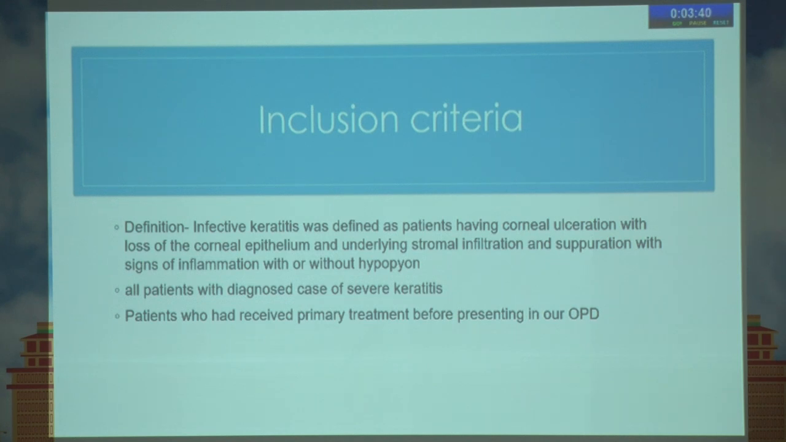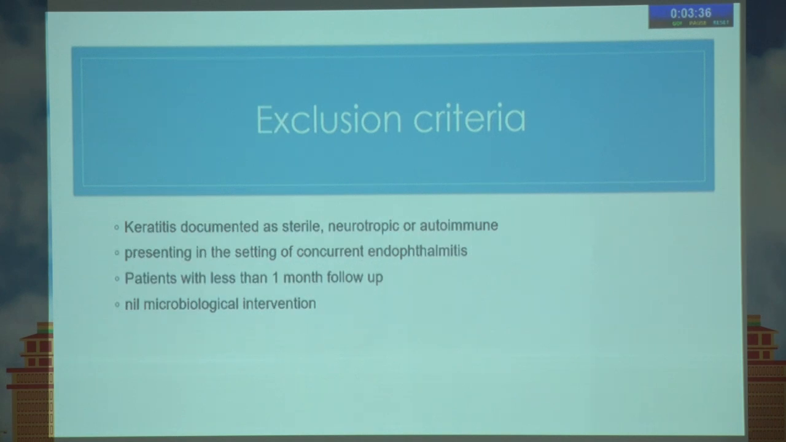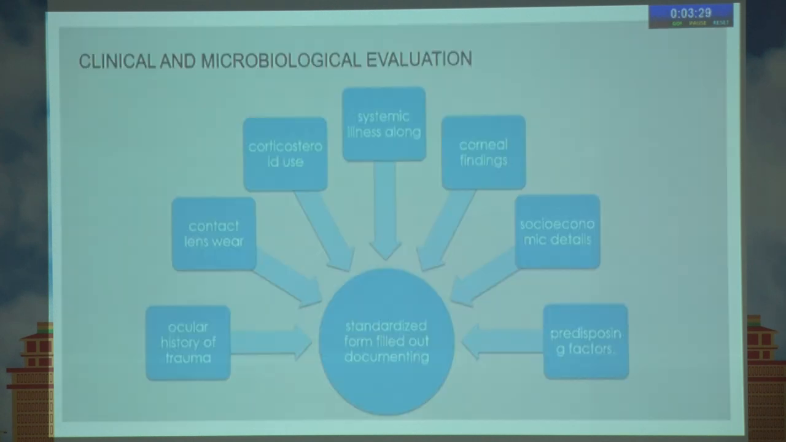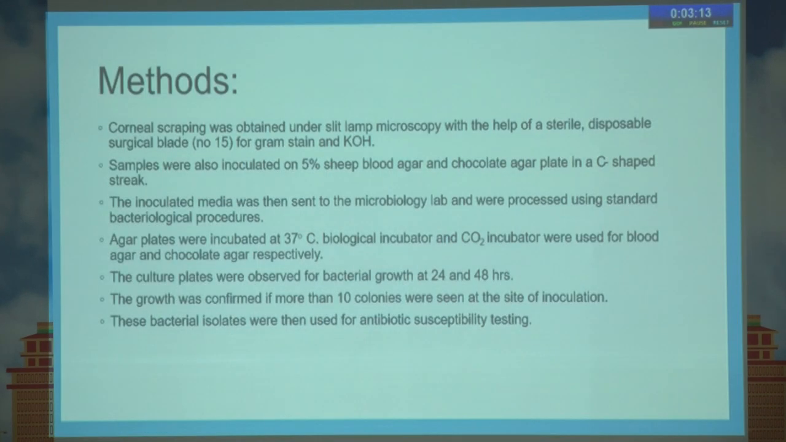All patients with diagnosed cases of keratitis coming to the OPD were included in the study. We excluded patients with sterile, neurotropic or autoimmune keratitis, less than 1 month follow-up, or nil microbiological intervention. Along with that, we filled up a standardized form documenting cases with ocular history of trauma, contact lens wear, corticosteroid use, systemic illness, corneal findings with proper diagrammatic documentation, socioeconomic details, and predisposing factors.